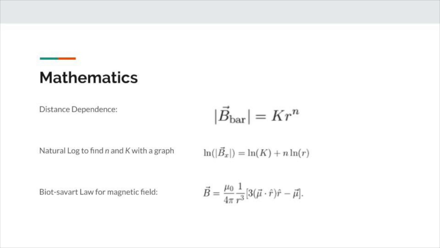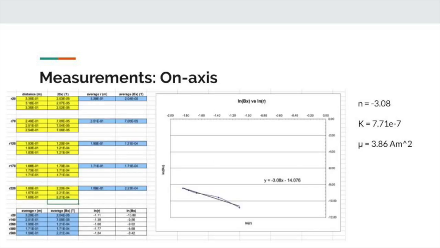And the third equation, the Biot-Savart law for the magnetic field, will be used later in the coding section of this lab. In this slide, you can see the measurements taken for the distance between the magnetometer and the bar magnet when the x component of the magnetic field was equal to 20, 70, 120, 170, and 220 microteslas. The Excel sheet was then used to calculate the averages of these, and then further in the bottom left, you can see the natural log of both the R and X component of magnetic field, then graphed in a graph as shown on the right.